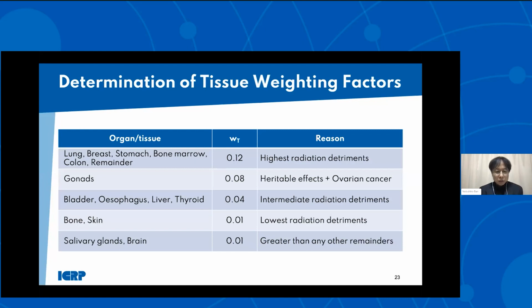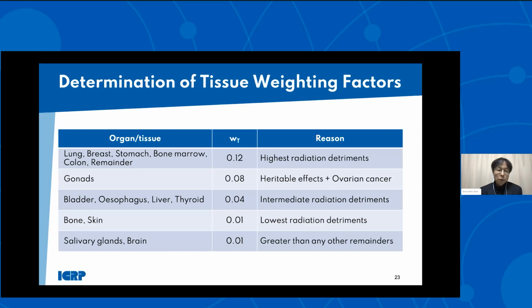For gonads, 0.08 of WT was assigned to represent the risk of heritable effects and ovarian cancer. Bladder, esophagus, liver, and thyroid were regarded as the tissues of intermediate radiation detriment, and 0.04 was assigned. Bone and skin were the tissues of lowest radiation detriment, and 0.01 was assigned.